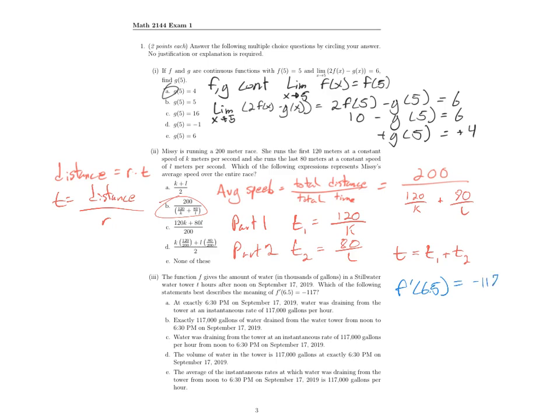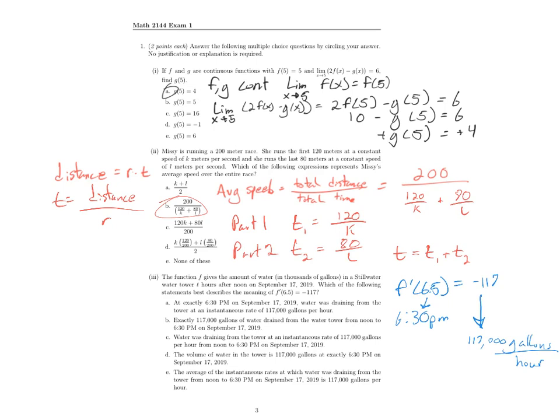So the 6.5 implies that we are 6.5 hours after noon, so that would be at 6:30 p.m. on that same day, so on September 17th. The negative 117 would mean that our water tank is losing, or draining, 117,000 gallons per hour. So it's gallons per hour because our function f is measured in gallons, and then per hour because t is measured in hours.